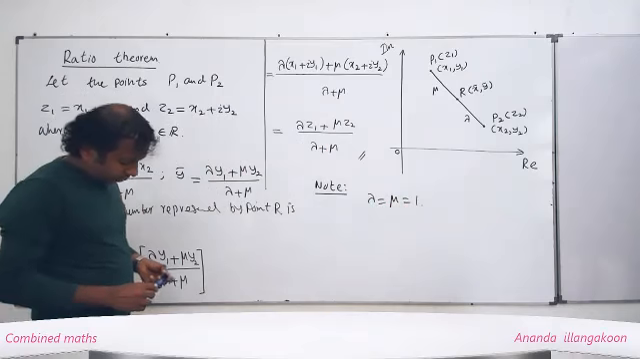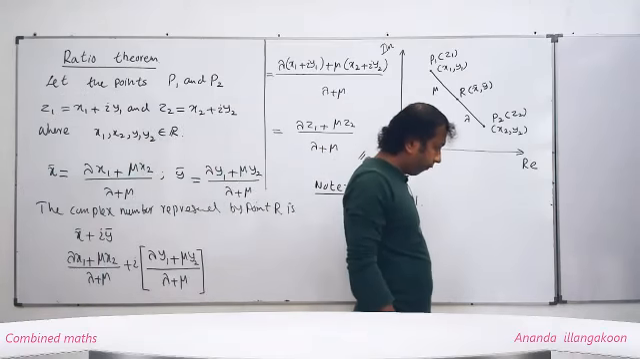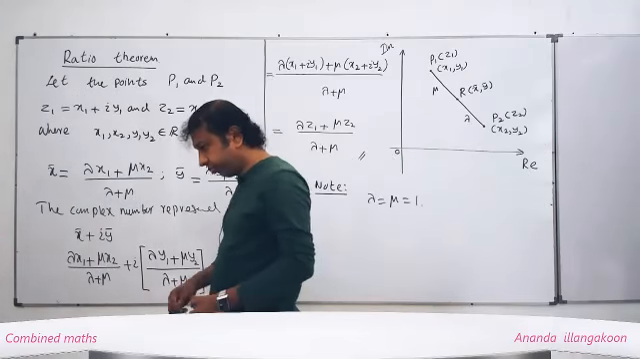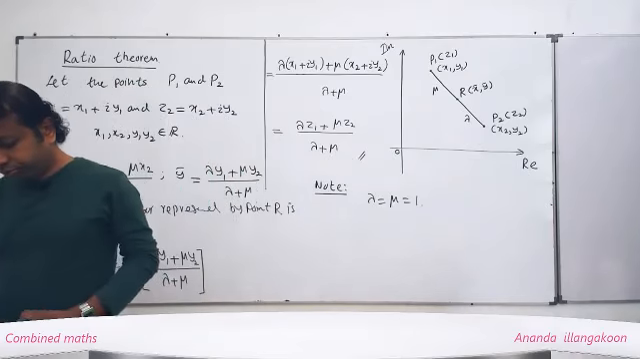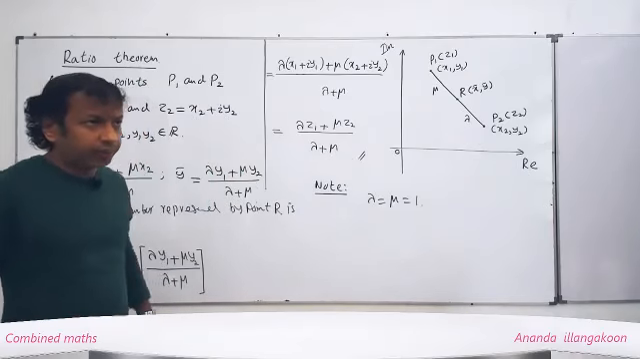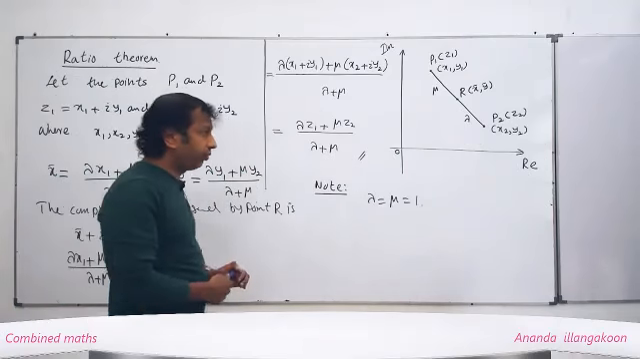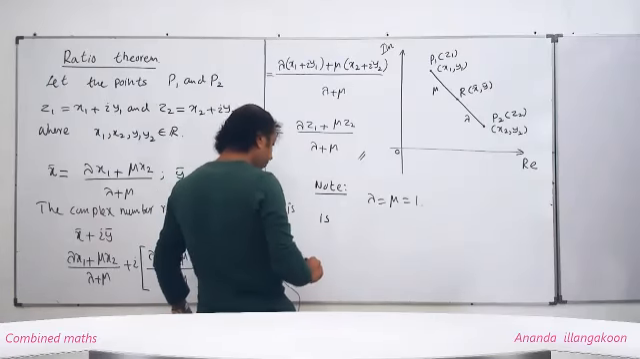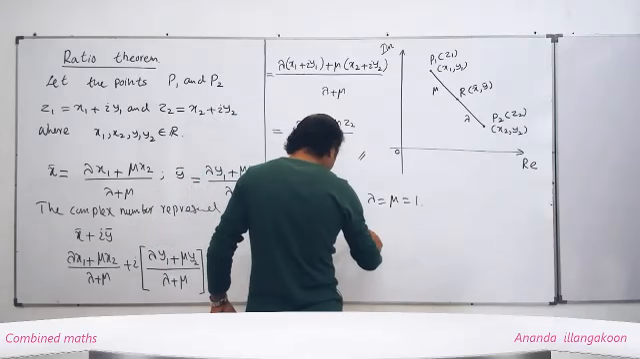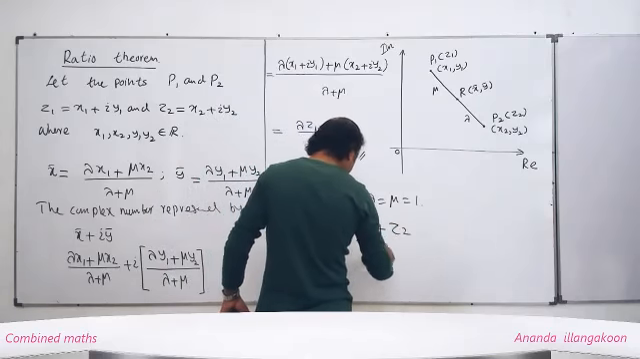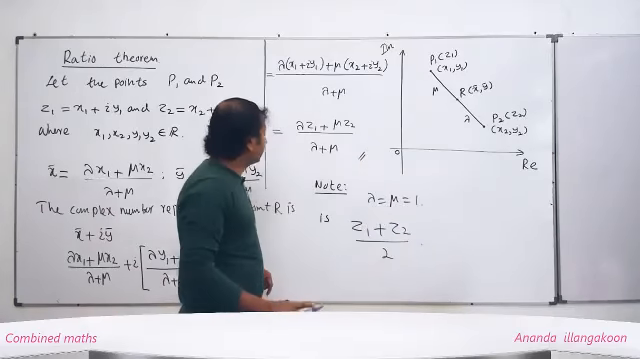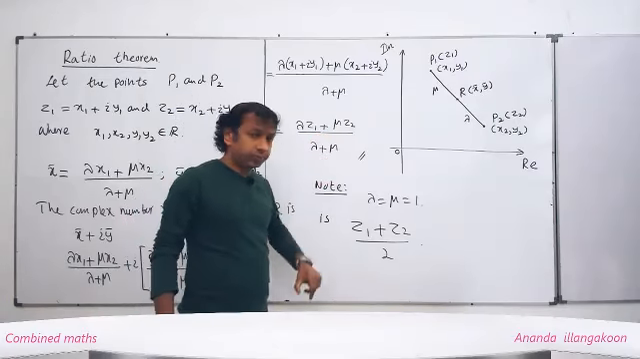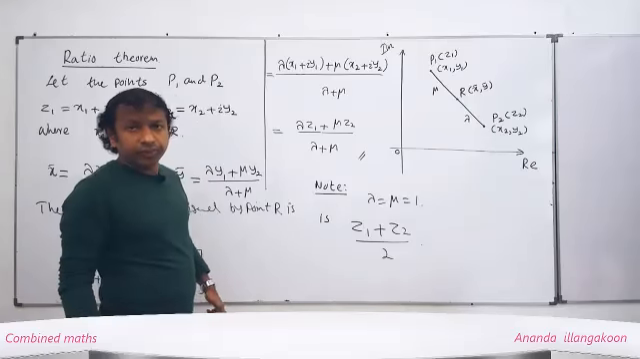Then the complex number represented by the point capital R is what? Z1 plus Z2 divided by 2. Put lambda 1, Z1 plus mu 1, Z2, divided by 1 plus 1, that is 2. The midpoint complex number is that. Right.